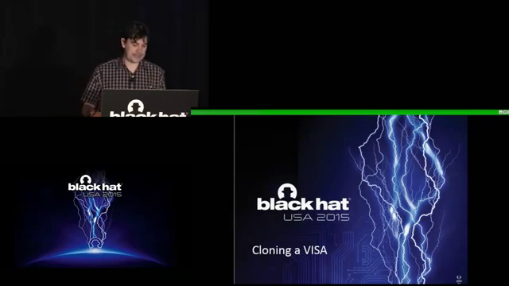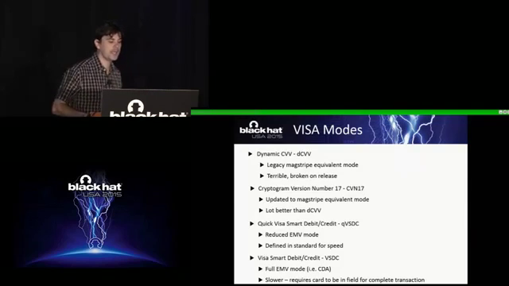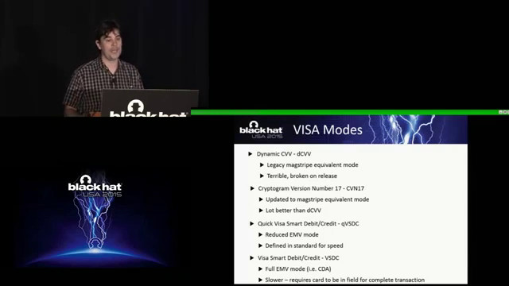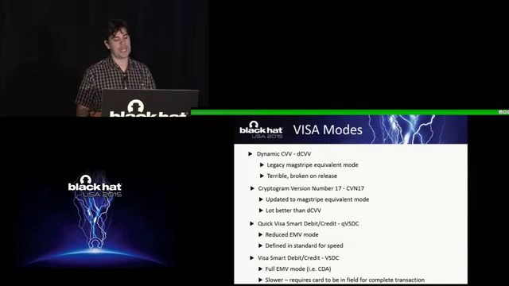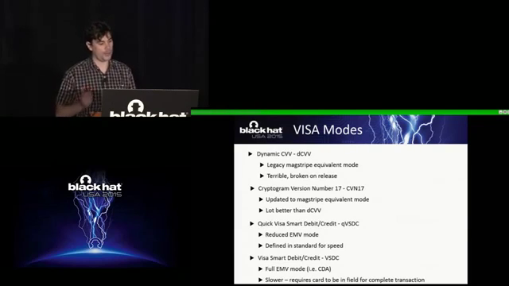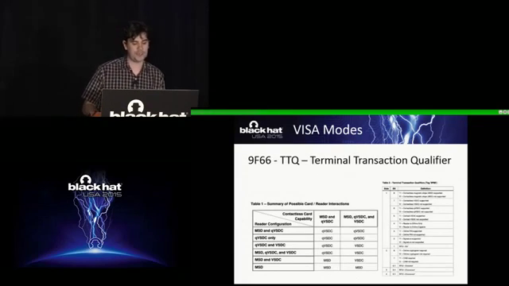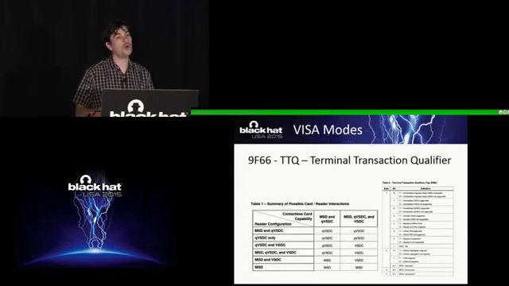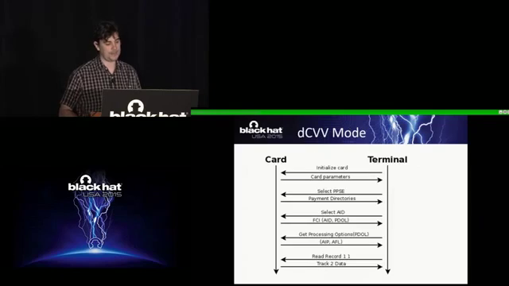So, cloning a Visa, basically. The issue with Visa is that there are a number of different modes that they have implemented over time. The original legacy mode was the dynamic CVV mode, and this was updated for a cryptogram CVN 17 mode after it was recognised that that was a terribly broken form of generating a code. And these are set by the TTQ, which is the Terminal Transaction Qualifier, and this basically sets these different modes according to what the terminal supports. So here we have a terminal telling you what it supports in that area.